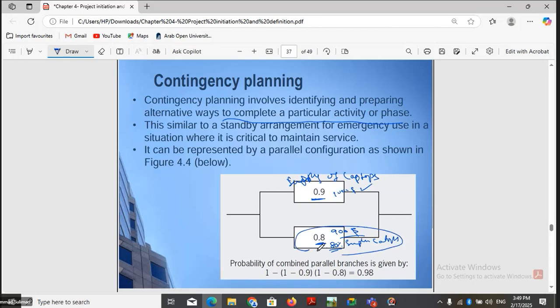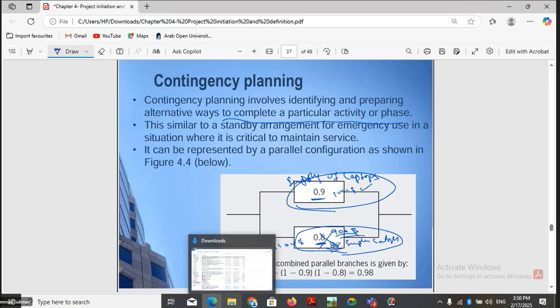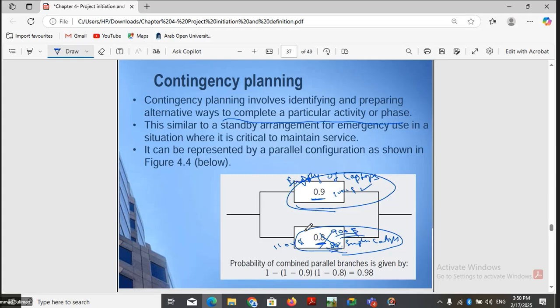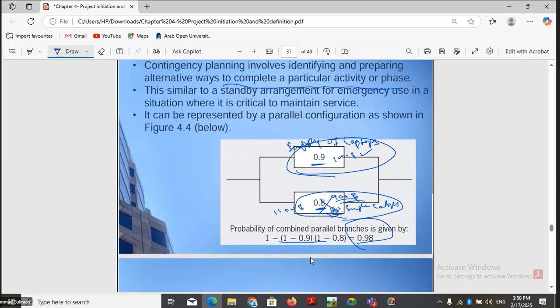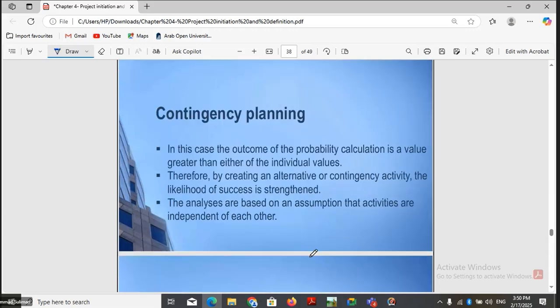Let's say, for example, one supplier refused to supply us for $9,000 and says we need $1,100. We can skip this and go for the other supplier, and still our project will go on and lead to a successful project. That's why we need contingency planning. So overall, we can calculate the combined probability of success by using this probability formula. So we can say that this leads to a higher probability of success.